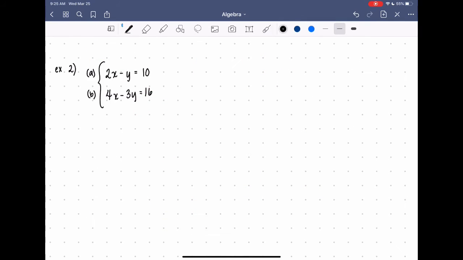Okay, let's look at this example. We have two equations here, and I have to decide which one I want to look at first and which variable I want to solve for first.